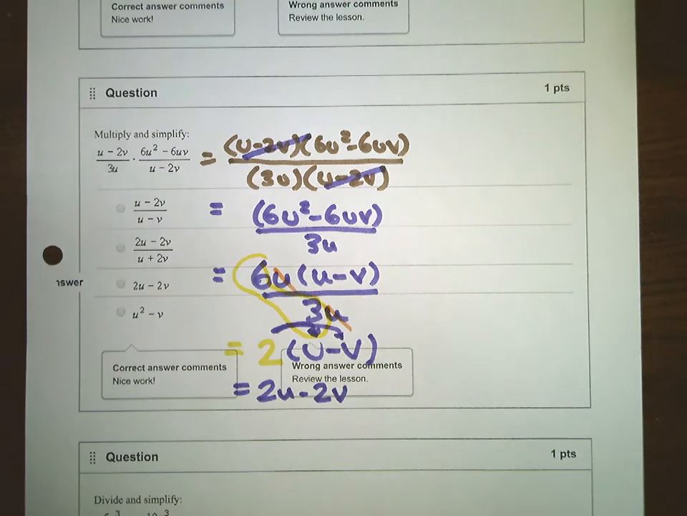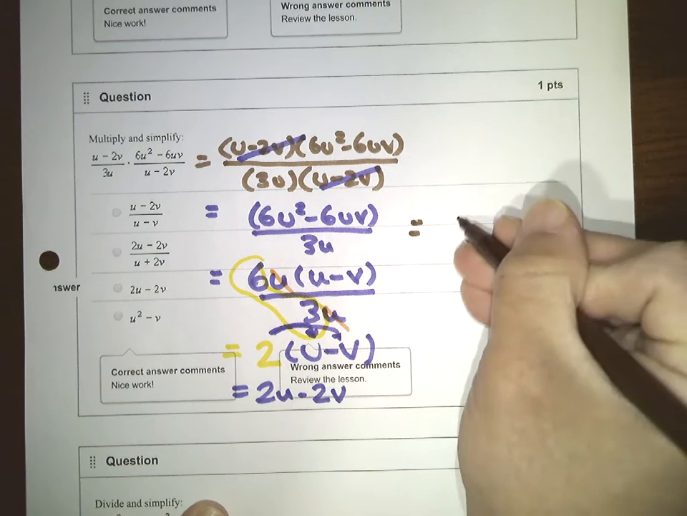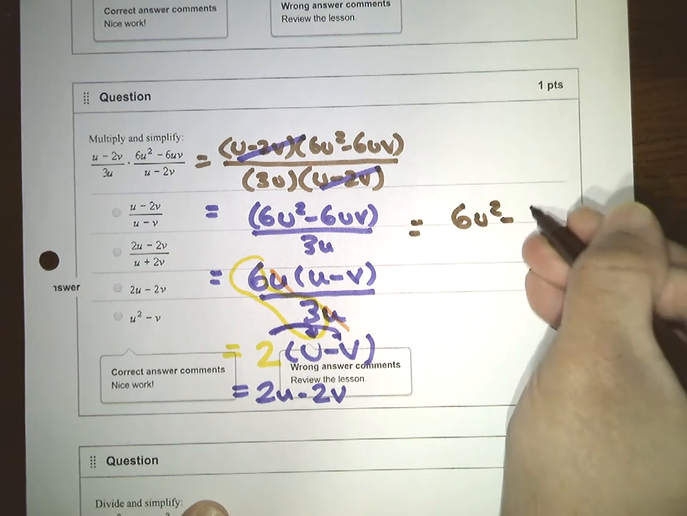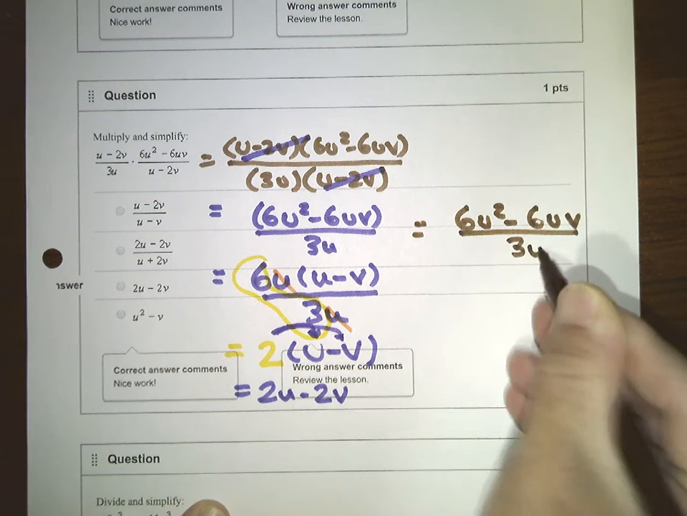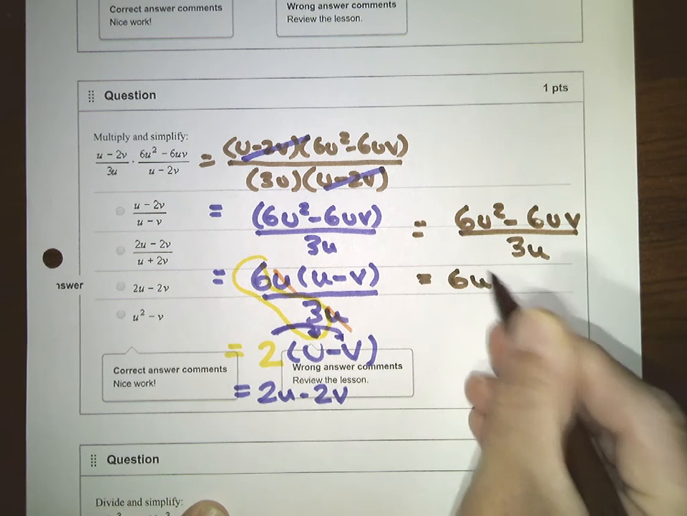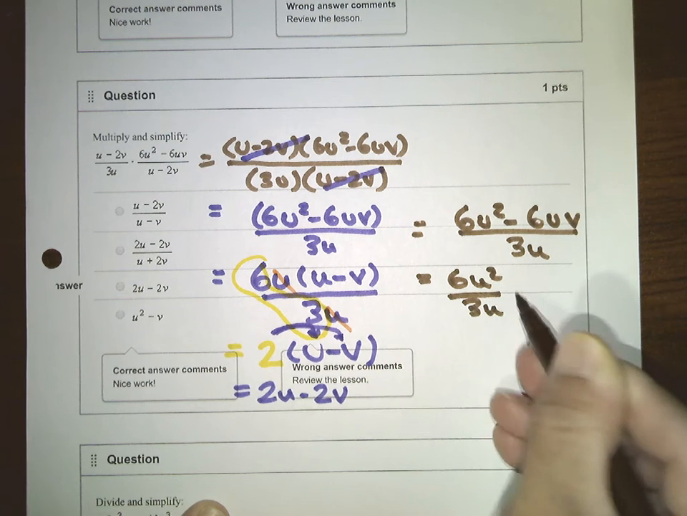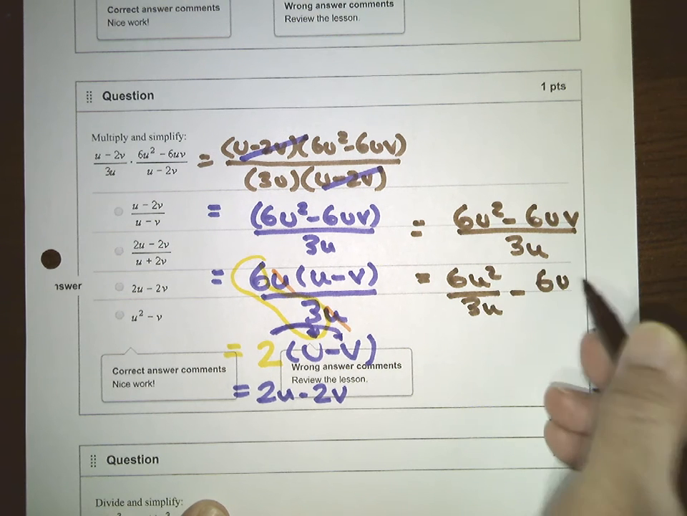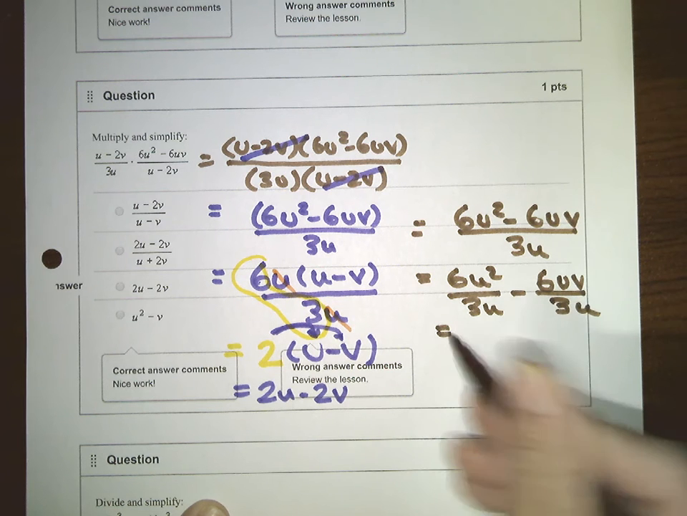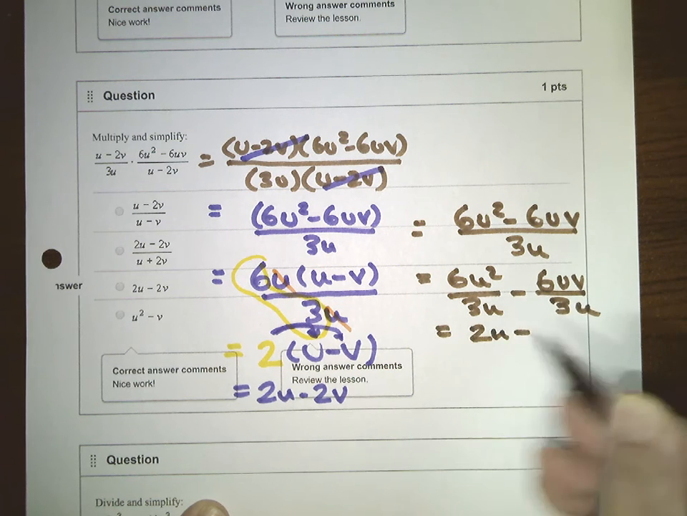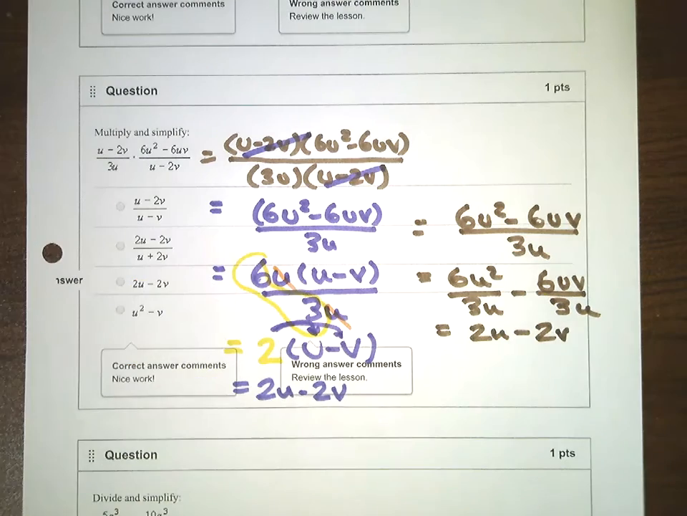Now, here is another way that you could have looked at this. You could have said, well, this is 6u squared minus 6uv over 3u. Well, that would be 6u squared over 3u minus 6uv over 3u. And then you can simplify here and have 2u minus 2v. All right, so that's another way you could do this.